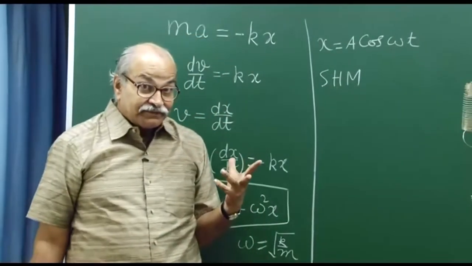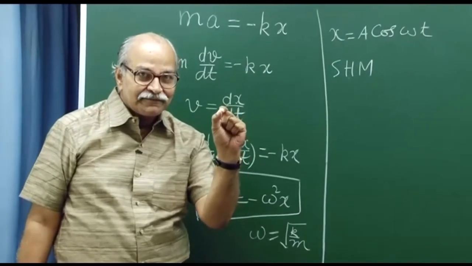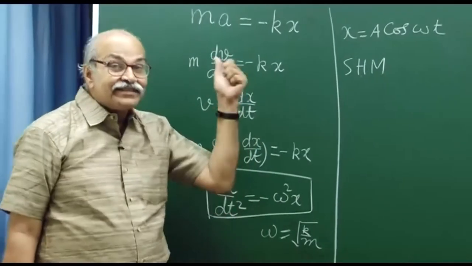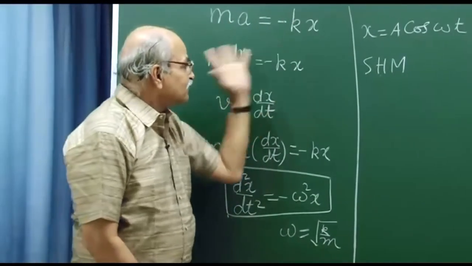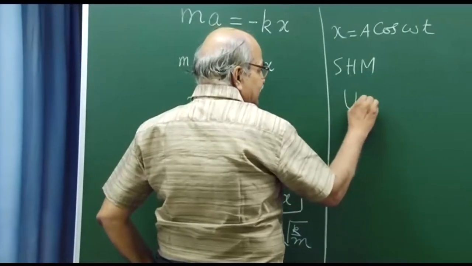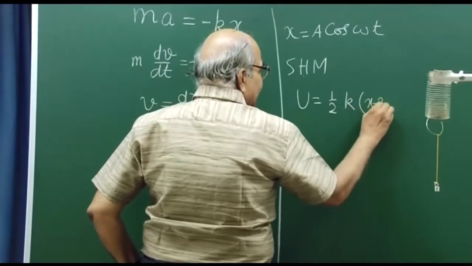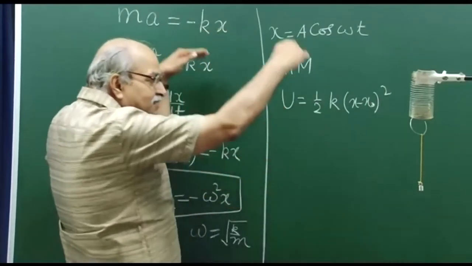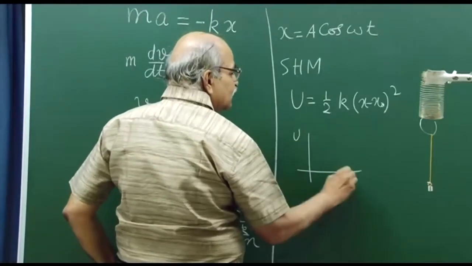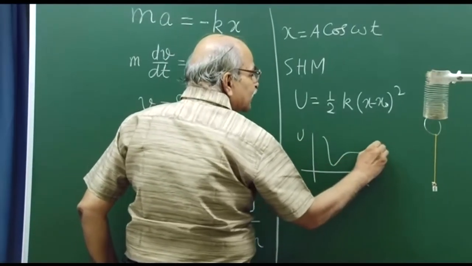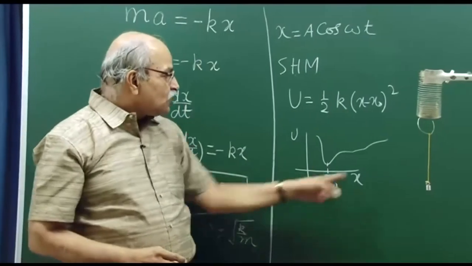And in any case of oscillation, if you have a minimum of potential energy, for small oscillations, this situation will occur, because this kind of thing also demands that your potential energy is of this kind, something like some kx square or x minus x naught square, this parabolic type. So even if it is not parabolic, suppose it is u here, it is x here, and this is the point where you have a stable equilibrium. It's not of this type.